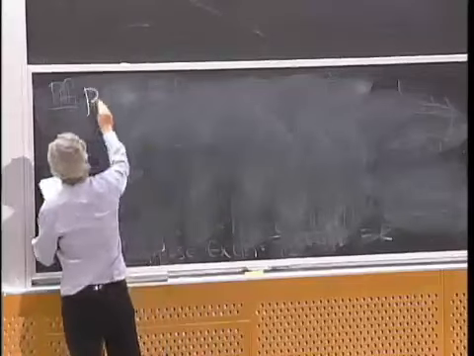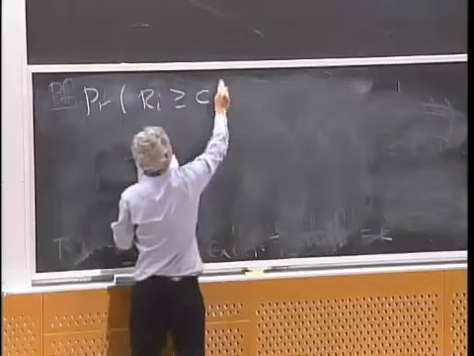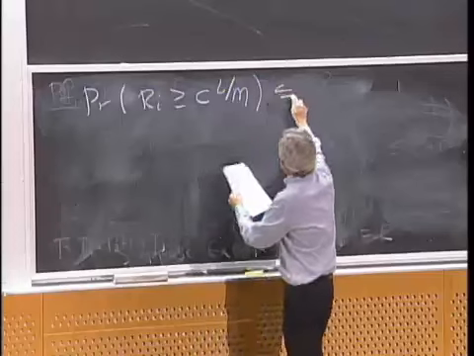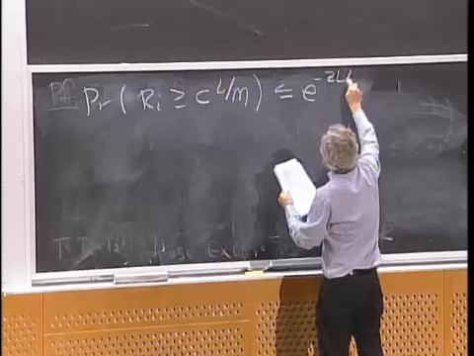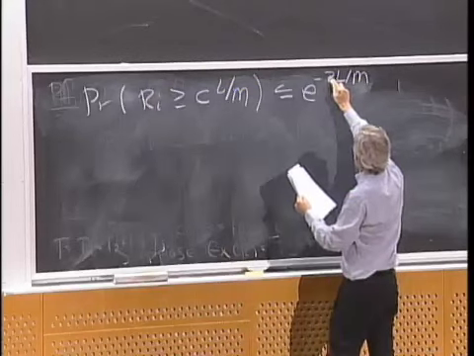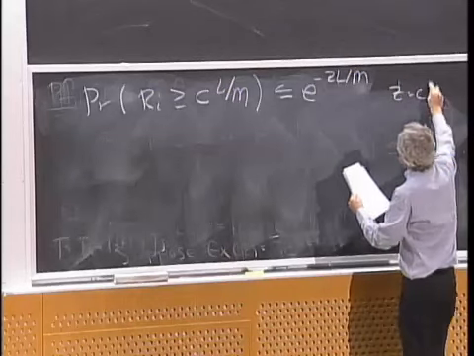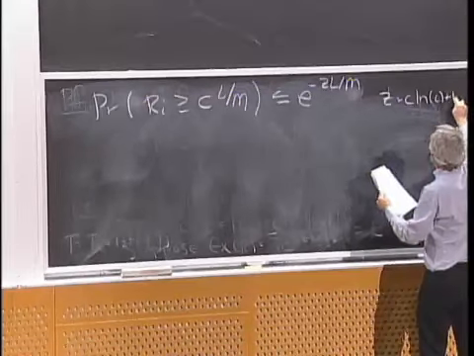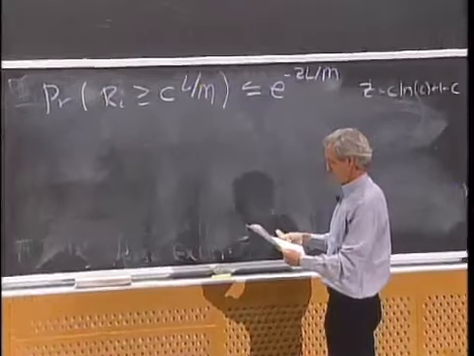All right, so the probability that the ith server has C times the optimal load is at most, by Chernoff, if the jobs are independent, e to the minus Z times the expected load, L over m, where Z is C ln C plus 1 minus C. This is Chernoff, just straight from the formula, as long as these loads are mutually independent.